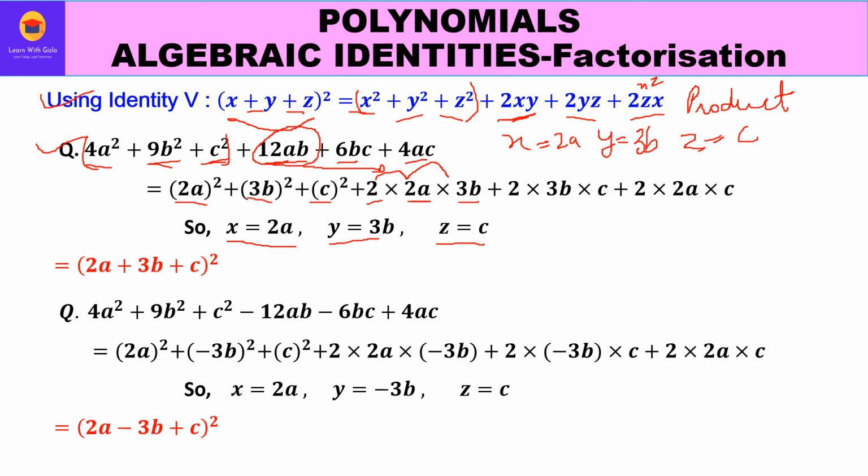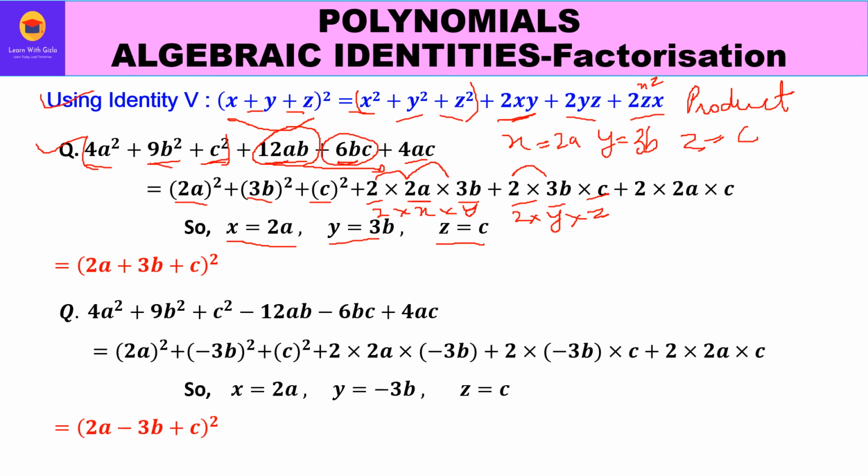Now the next term, 6bc. 6bc can be split as 2 into y into z. So this is your 2, this is your y, and this is your z. Over here this was 2, this was x, and this was y. So now y is 3b, c is your z. So accordingly, 2 into 3 is 6, b into c, bc, now 6bc. We have split it like this.